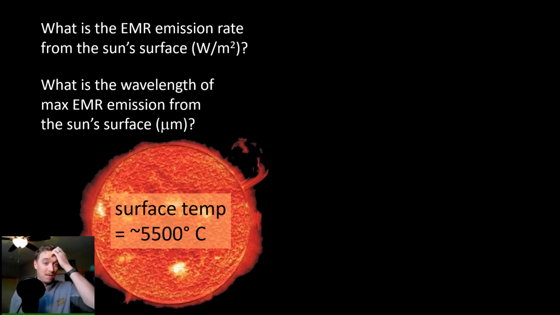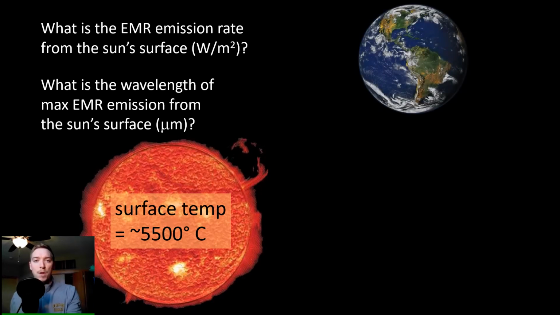So here's our sun, this big bright ball of star and gas that gives us energy. The surface of the sun is roughly around 5,500 degrees Celsius. So we're curious about things like what is the electromagnetic emission rate from the sun's surface in watts per meter squared? What is the wavelength of max electromagnetic emission from the sun's surface in micrometers? We've talked about these in our energy lecture, the previous one.